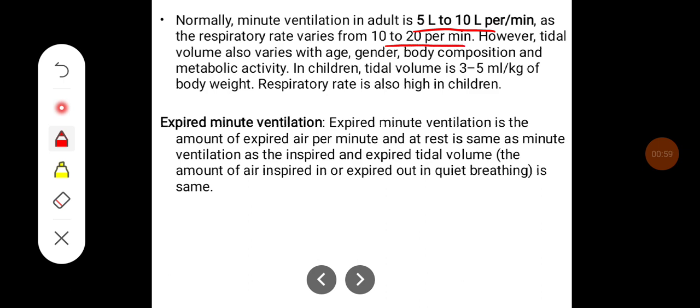However, tidal volume also varies with age, gender, body composition and metabolic activity. In children, tidal volume is 3 to 5 ml per kg of body weight, and respiratory rate is also high in children. Expired minute ventilation is the amount of expired air per minute at rest. It is the same as minute ventilation, as the inspired air and expired tidal volume, that is the amount of air inspired in or expired out in quiet breathing, is the same.